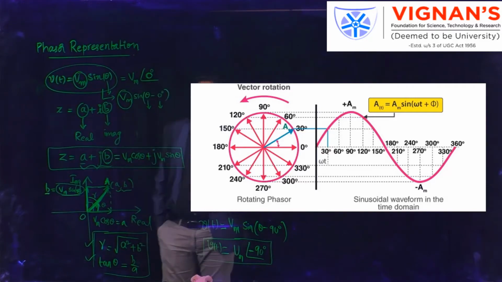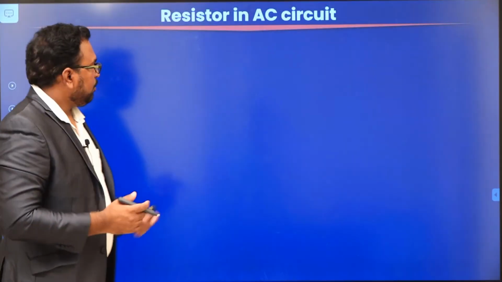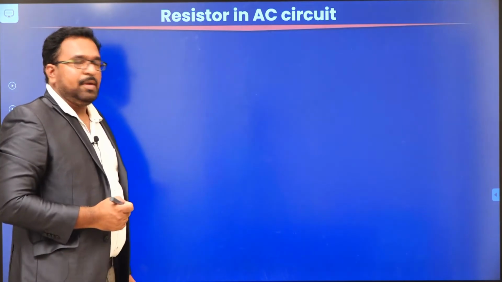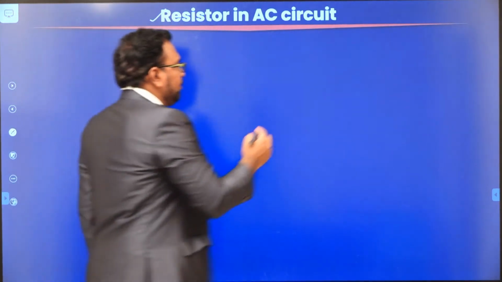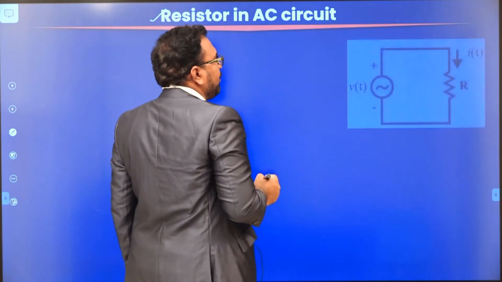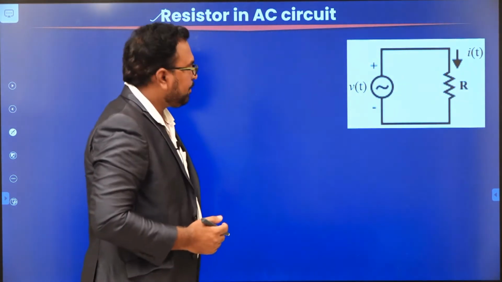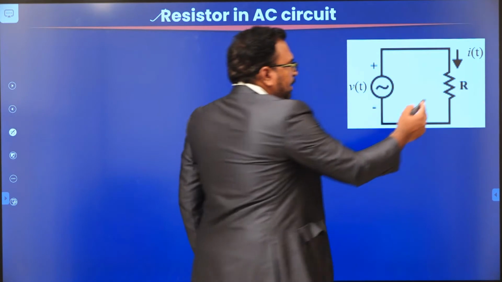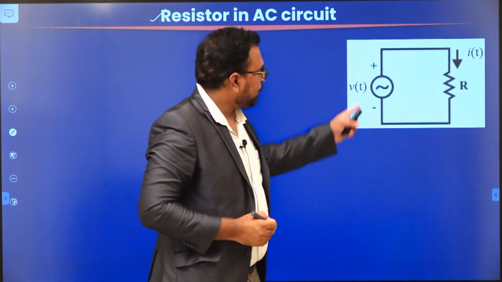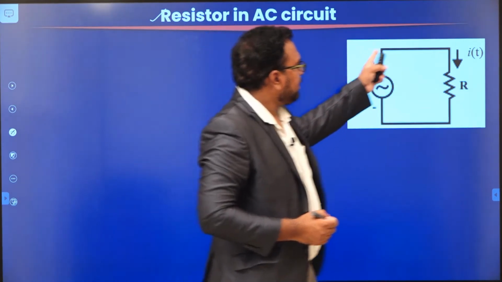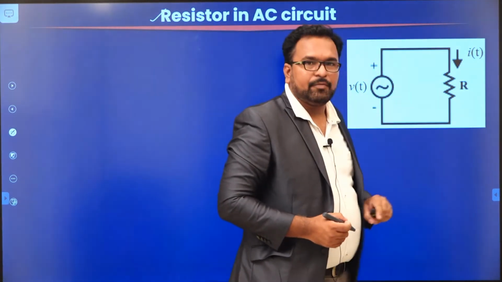That's all about the phasor notation. Now we are going to discuss the behavior of a resistor in an AC circuit. For understanding this, I am going to consider a circuit here. In this circuit, a resistor R is connected to a single phase AC voltage source V of t. And I am going to assume that the source is going to produce a current of I of t.